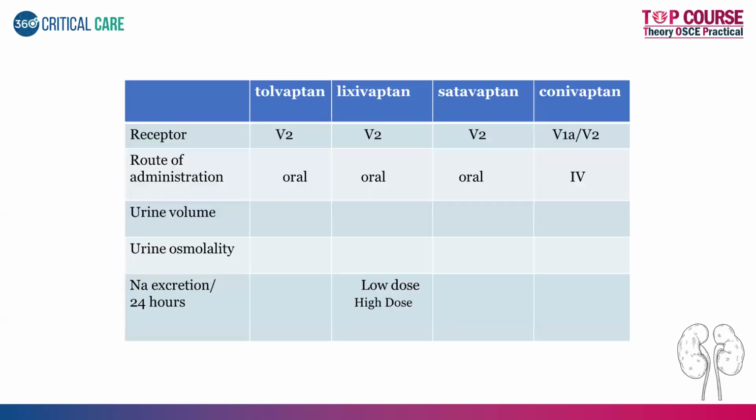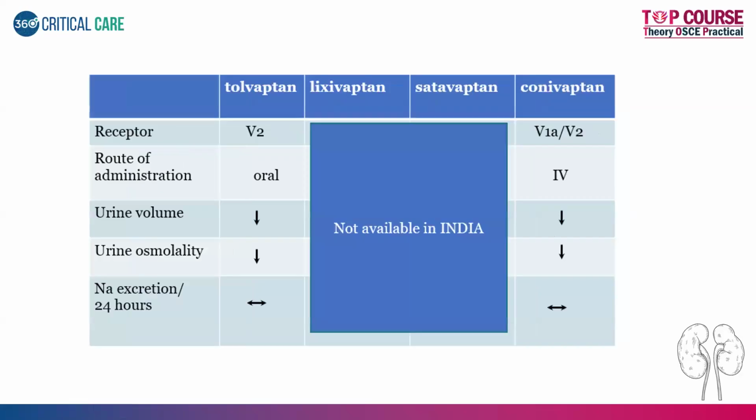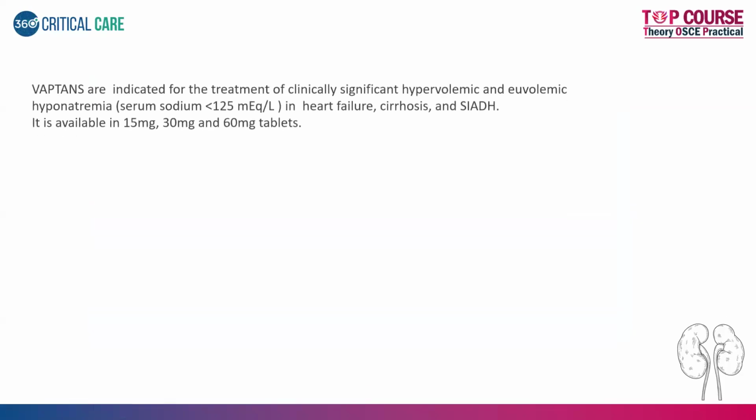So the usual drugs which are present in the market are tolvaptan, lixivaptan, satavaptan, and conivaptan. What you need to know is tolvaptan, the advantage is it's an oral drug, whereas conivaptan is IV. I particularly haven't used conivaptan. I don't know if it is available. Lixi and satavaptan are not available in India. So the mechanism of action is tolvaptan acts on V2 receptors. The route of administration is oral. It causes decrease in urinary volume and urinary osmolality is dropped. Okay, the sodium excretion does not change. That is what you need to understand.